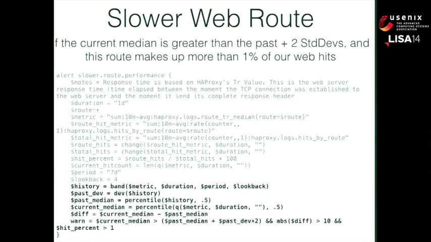And then I take the difference between the two medians and I say, all right, if the current median is greater than the past median plus a couple deviations of the history, and I also don't want an alert unless it's more than a 10 millisecond difference, like that's just the threshold I decided to care about. And if this route does not make up more than 1% of my traffic, then don't alert me about that either, because that's just below the threshold I have time to care about right now. So in the expression language, you can define all these things to really get the alerts that you care about.